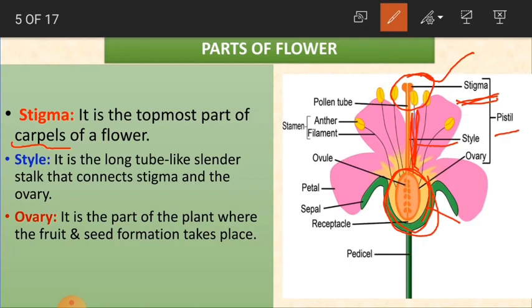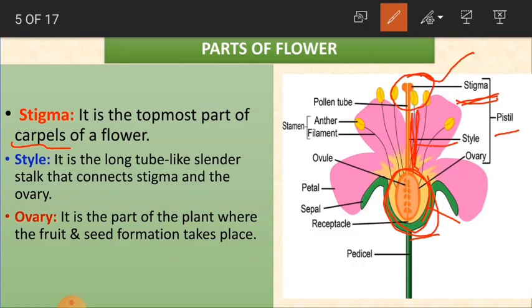It's laying down inside the flower, this part, the ovary. So here what happens, the fruit and seed formation takes place. You might have seen seeds, like vegetable seeds, flower seeds, fruit seeds, so many seeds. If we want to plant a new tree, what we have to do, we have to sow a seed inside the soil, then we will get a new plant.